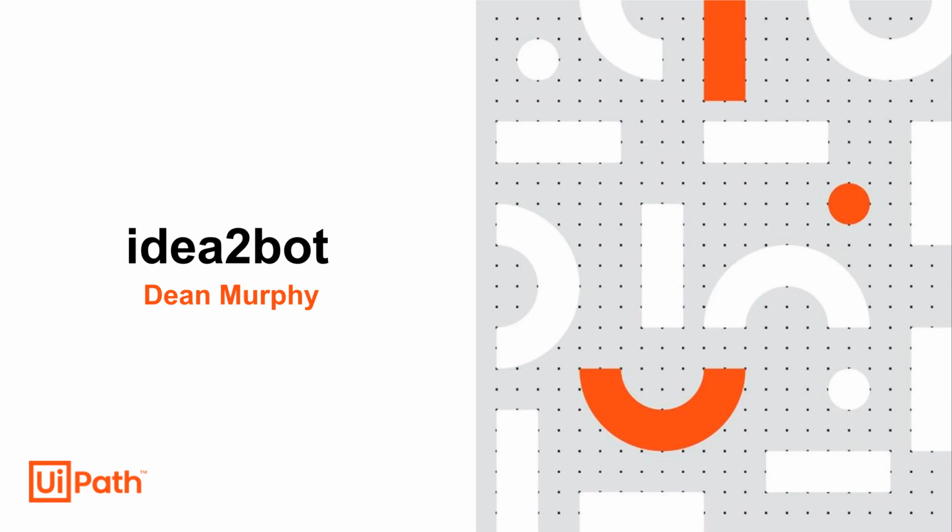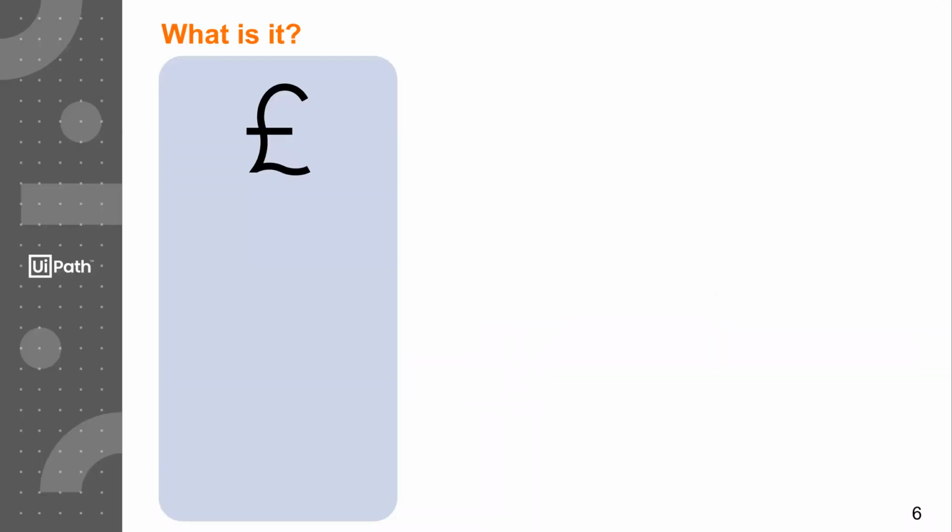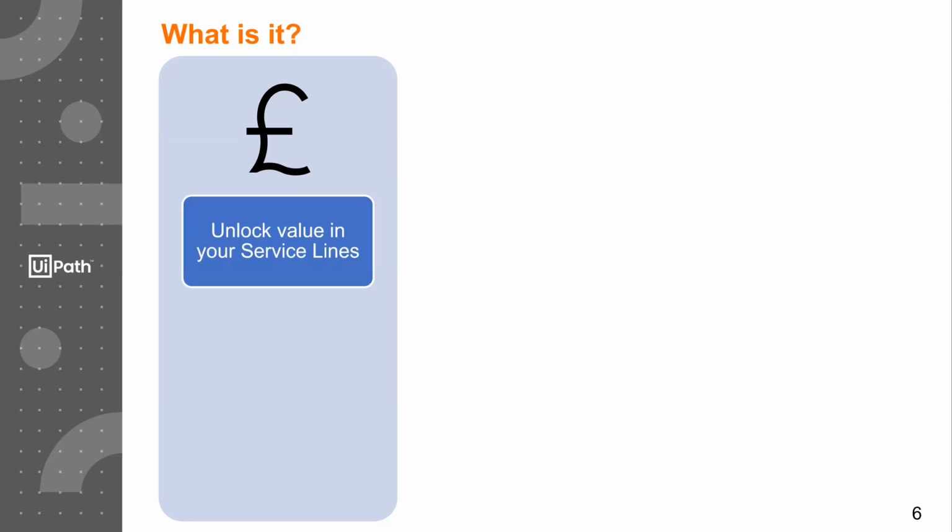So Karen, if you'd like to advance to the next slide, please. So what is it? Well, first of all, we can help you to unlock the value in your service lines. So in many organizations, you'll have bottlenecks, you will have challenges, you will have resource constraints. And so we can help you to unlock the value that is within those parts of the business.